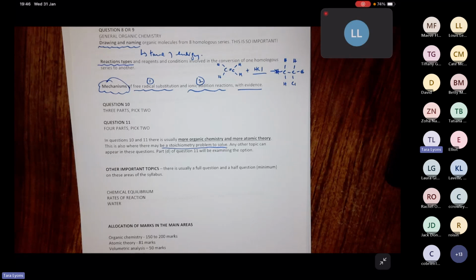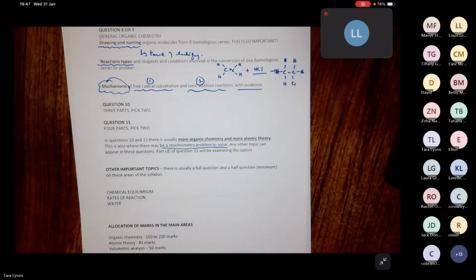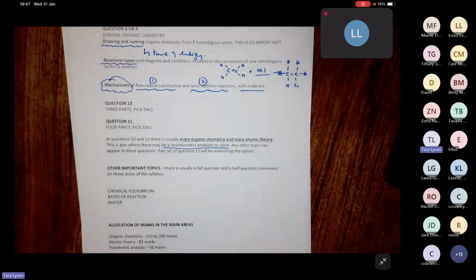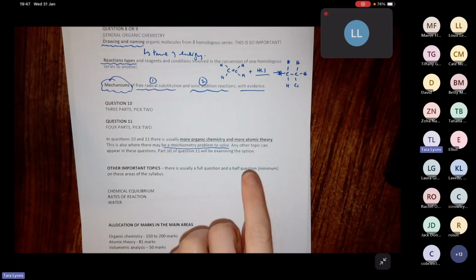And the good news is within these, chances are you'll see 2 bits out of the 3 or 2 bits out of the 4 that you like. Part D of question 11 will examine the option. Now your teacher will decide which option they're doing, and that's the part of the paper where you're going to find the option. Also, the last part of question 4 is on the option, right? But the main part here will be, so the option is only worth 25 marks in question 11.